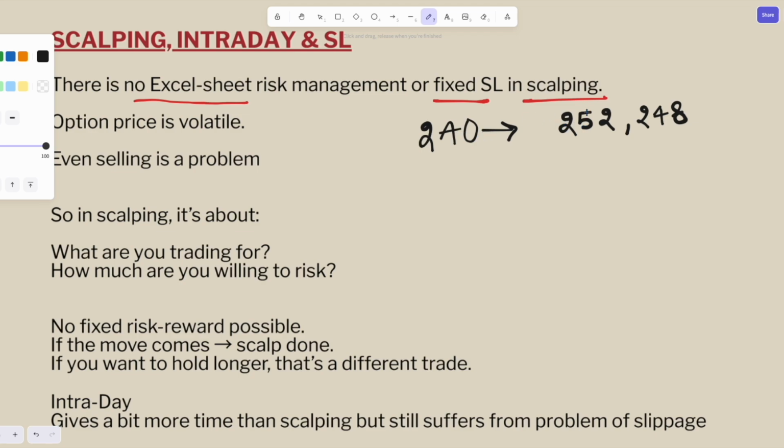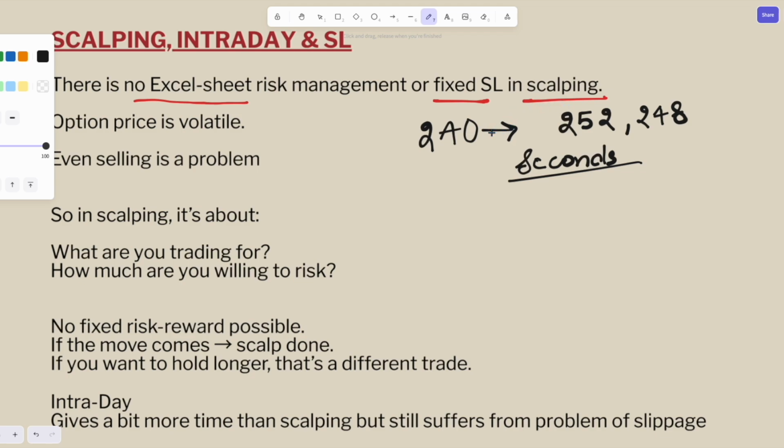Over here, just see the amount of slippage that you're having in simply buying something, and all of this slippage happens within seconds. It's not about minutes or anything as such. It happens within seconds. How will you deal with that?